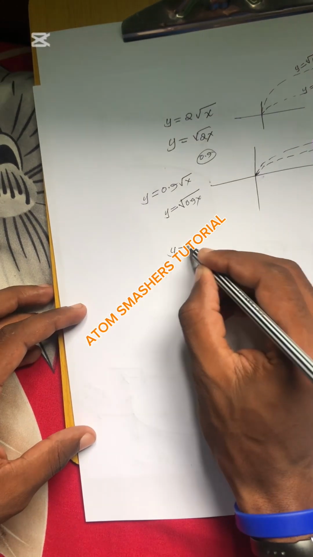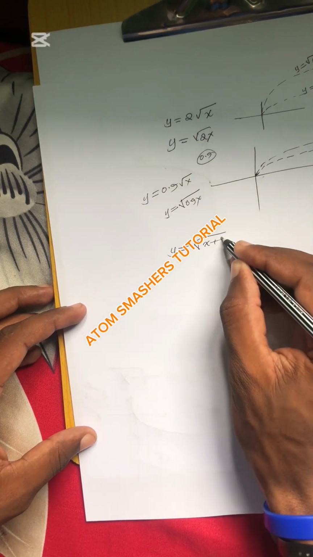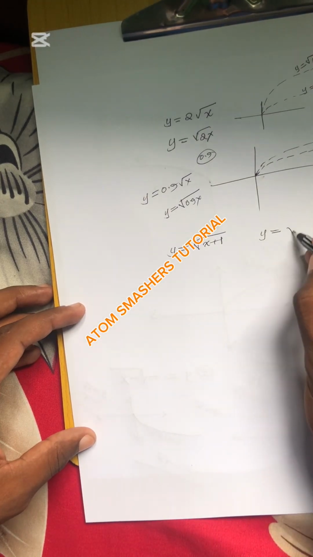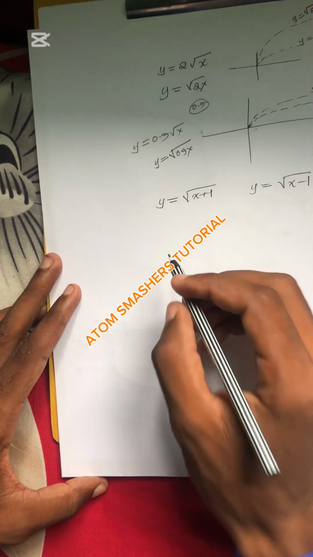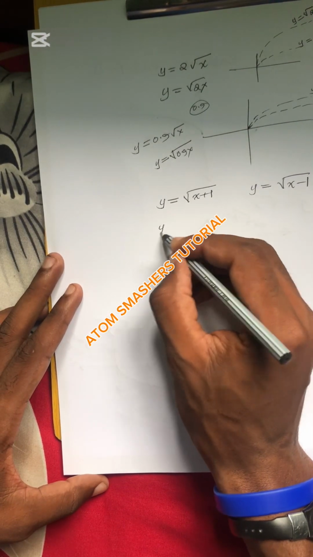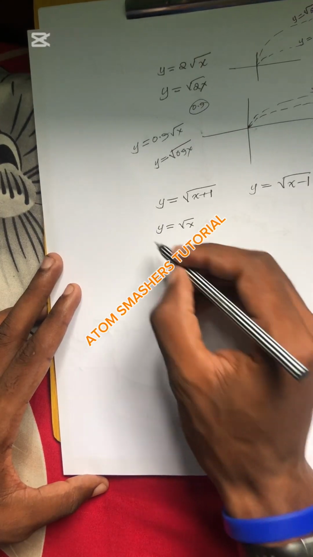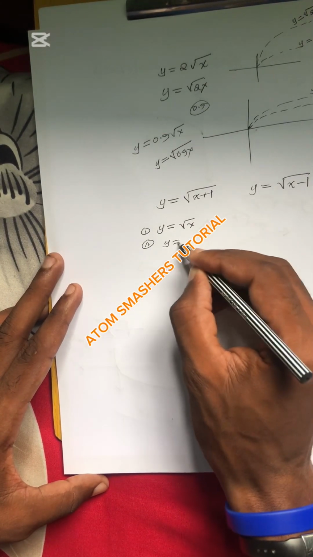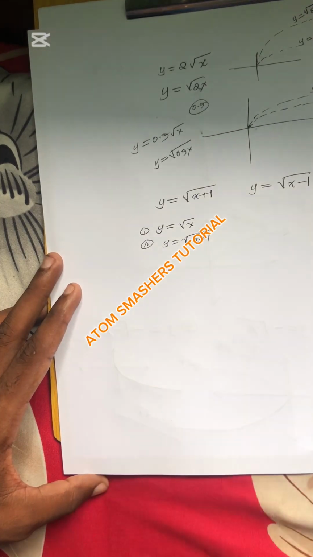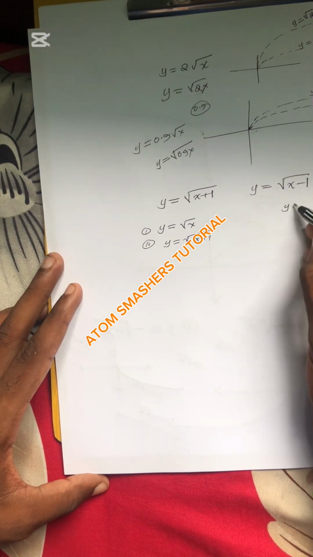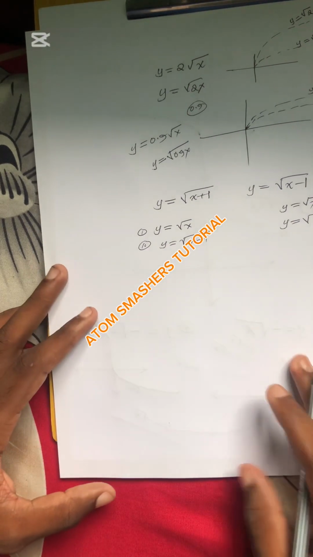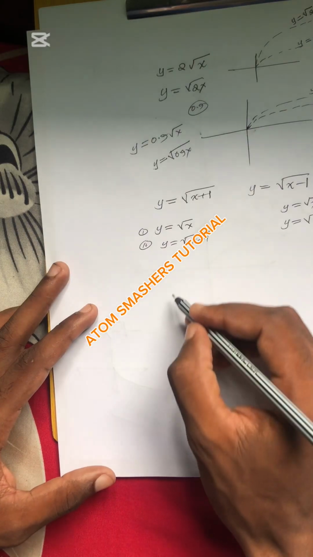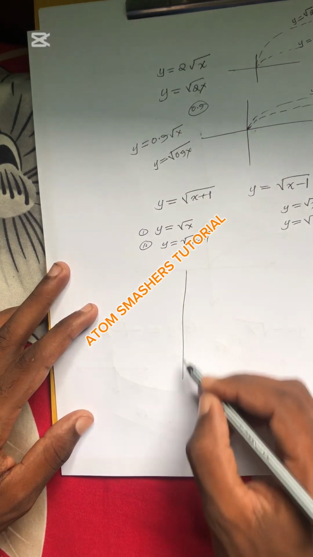If you have y is equal to the root of x plus 1, and y is equal to the root of x minus 1, then for you to plot these graphs, first you plot y is equal to the root of x. Then you plot y is equal to the root of x plus 1. Likewise, you plot y is equal to the root of x, then also y is equal to the root of x minus 1, like that. For y is equal to the root of x, it's simple, it's easy.